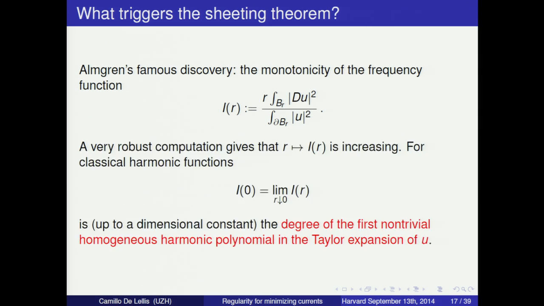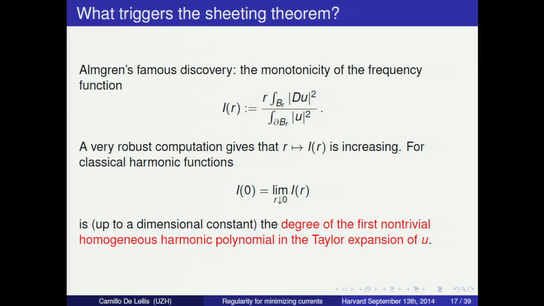So there is a quantity which is called the frequency function. It's very famous in the literature. So it's this quantity here. The basic observation of Almgren is that even if you are in a classical setting, even if you have a classical harmonic function, this quantity over here is monotone in R. Once it is monotone in R, it's actually increasing in R. So if you go from R equal 1 to 0, this quantity is actually decreasing.